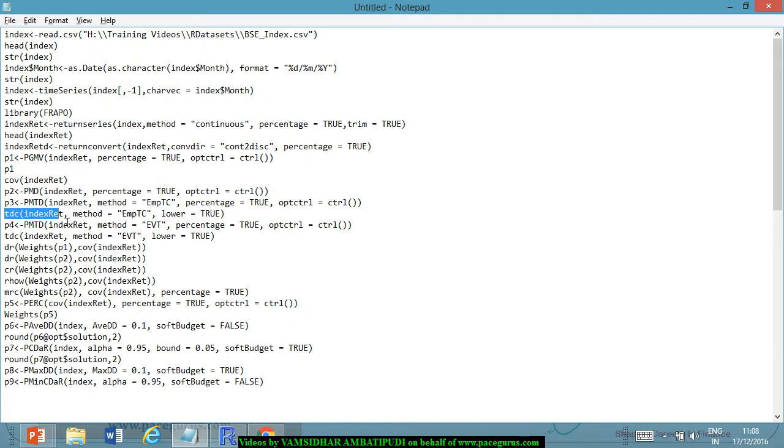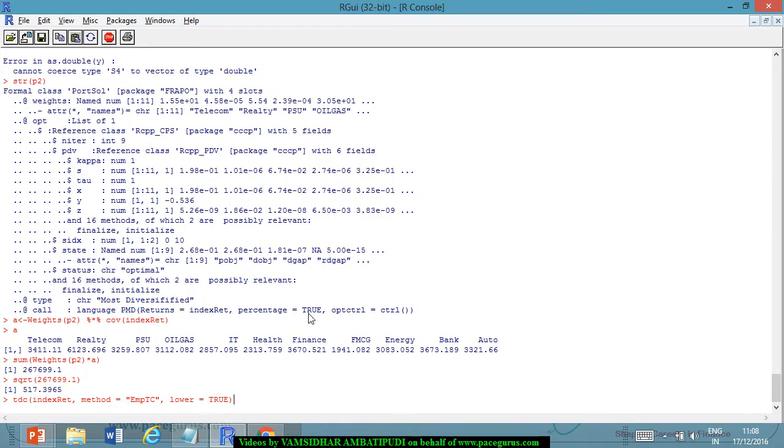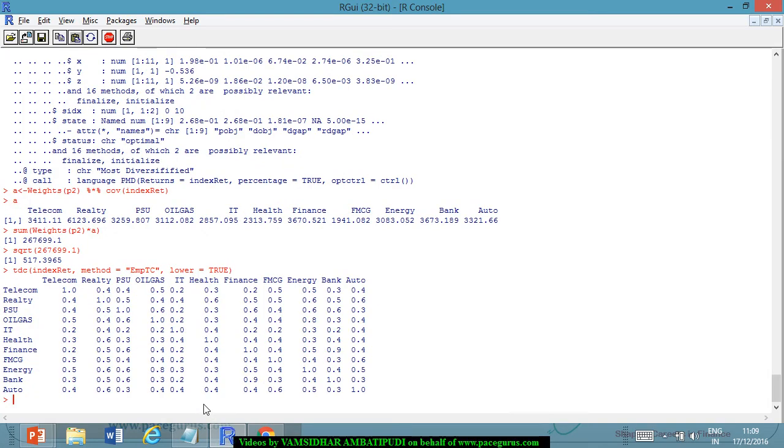Let's look at this statement TDC first, then I'll create the portfolio. It is simply saying I take the index returns. Method-wise I'll use the empirical tail copula method, and I am taking only the lower triangular matrix. Of course in correlation I can take either lower or upper, it does not matter. So this is how the empirical tail copula method is giving the relationships.